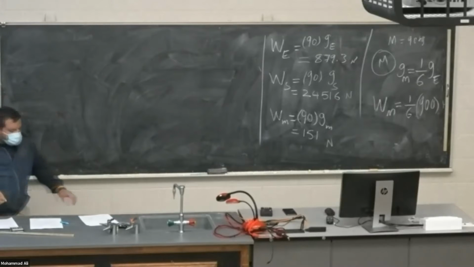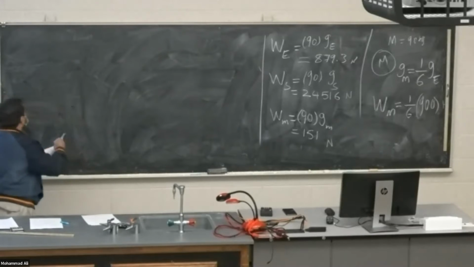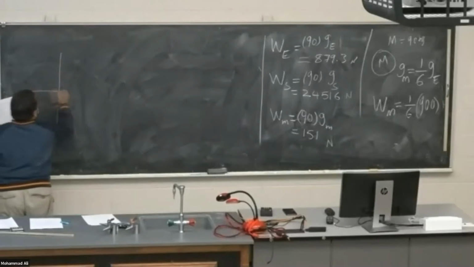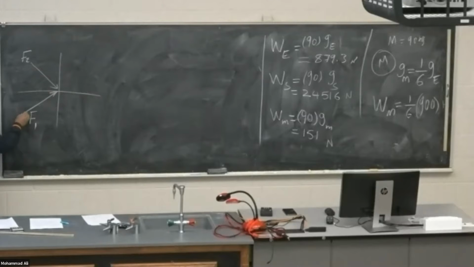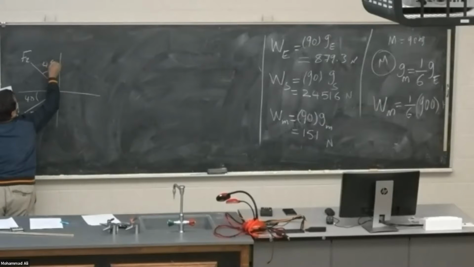If we have two forces, this is F2, this is F1. Note that their starting point is not at the origin. We need to put it at the origin. We can't drag them to put them anywhere we want. This angle is 40. This angle is 45.